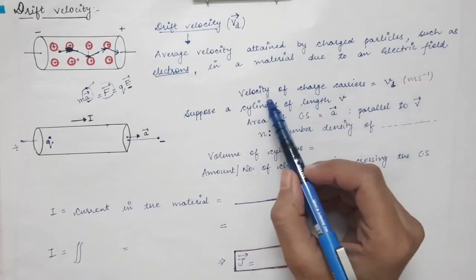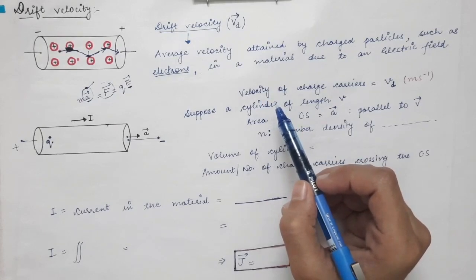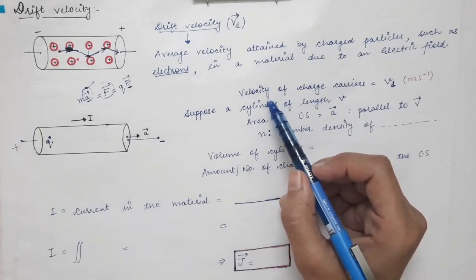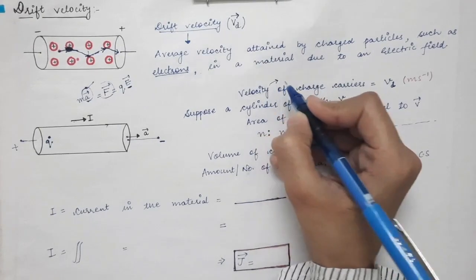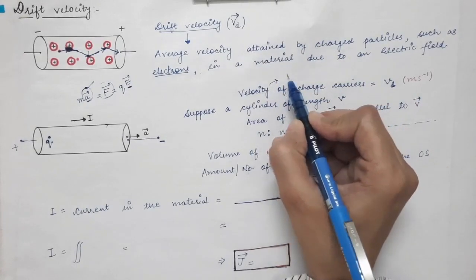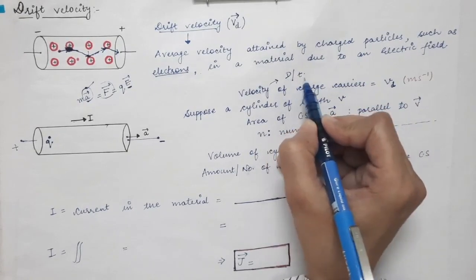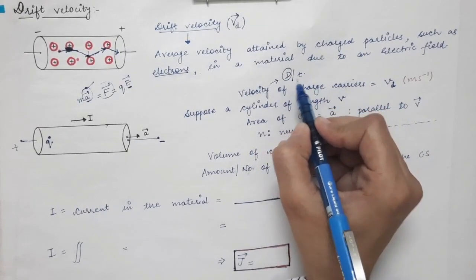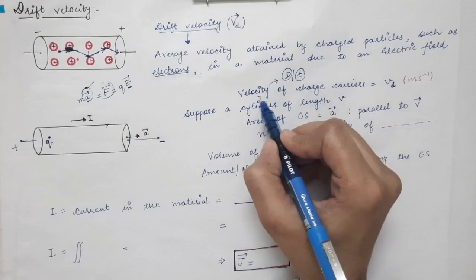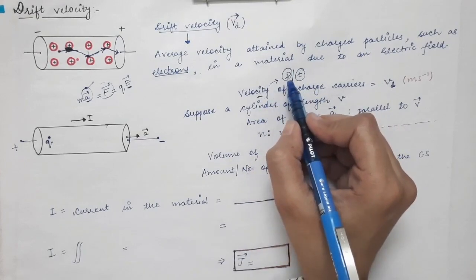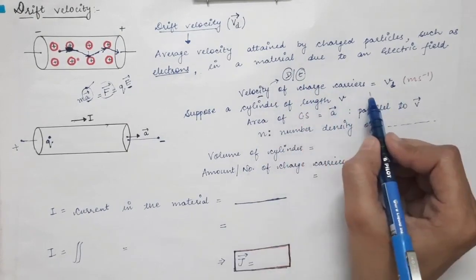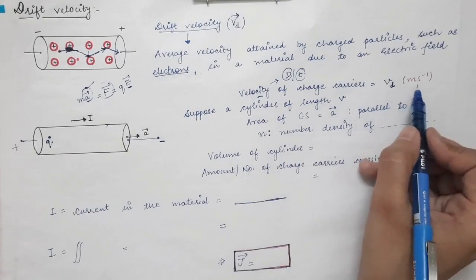So what do we mean by velocity? Velocity is the amount of distance traveled by any object in a certain amount of time. Velocity is the distance traveled by an object in unit time. So velocity is given by distance divided by time, meaning the distance traveled divided by the time which the object takes to travel that distance. Their ratio will give us the velocity. So over here I am defining the velocity of the charge carriers as Vd meters per second.